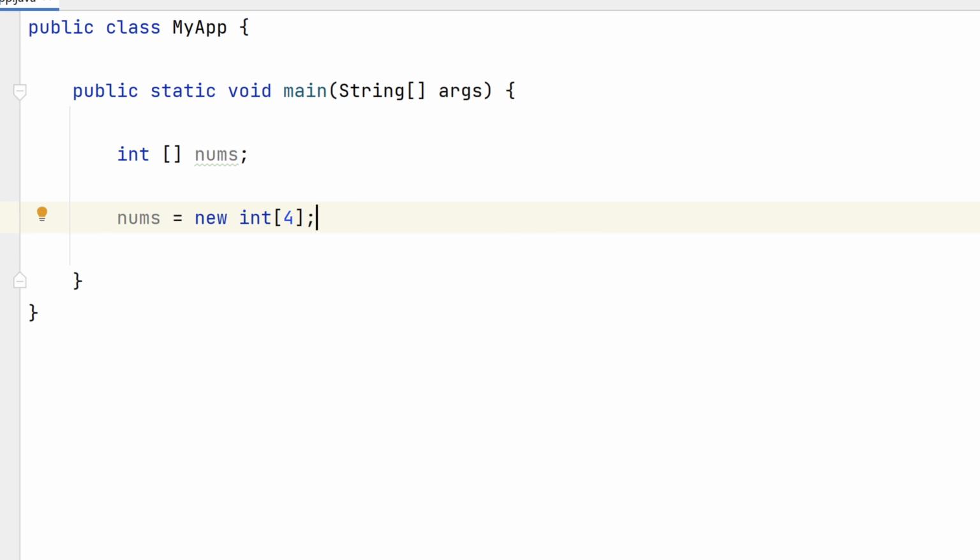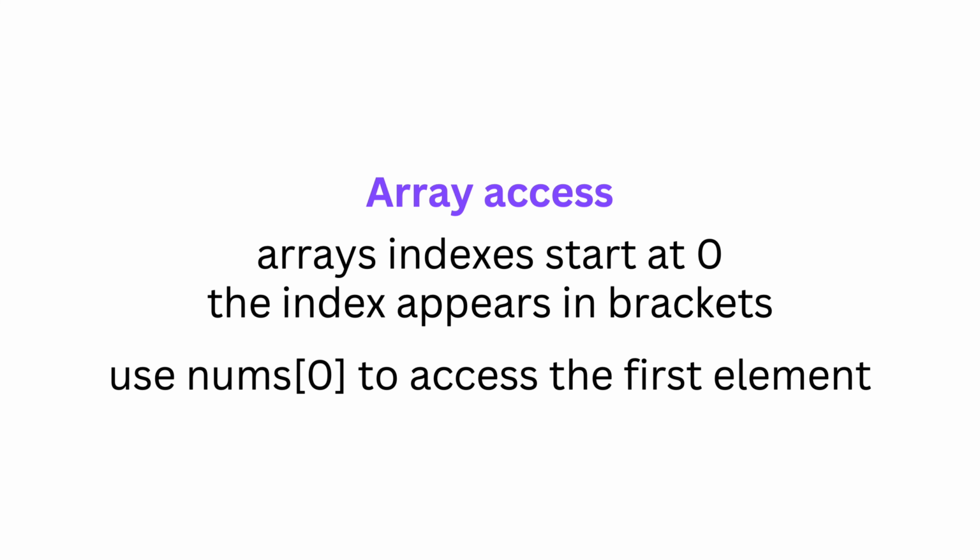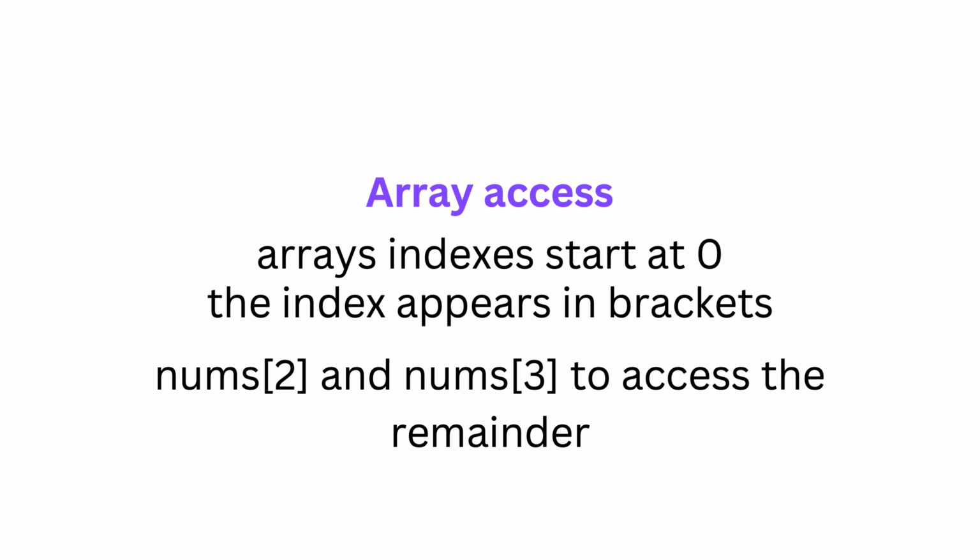values. When this form is used to instantiate an array, all elements are set to the default value for the specified type. In this case, all the values of our array will be 0, since that's the default value for integer. To access elements of the nums array, use an index number in brackets. Each element is indexed starting at 0. nums[0] to access the first element, nums[1] to access the second, and then nums[2] and nums[3] to access the remainder.